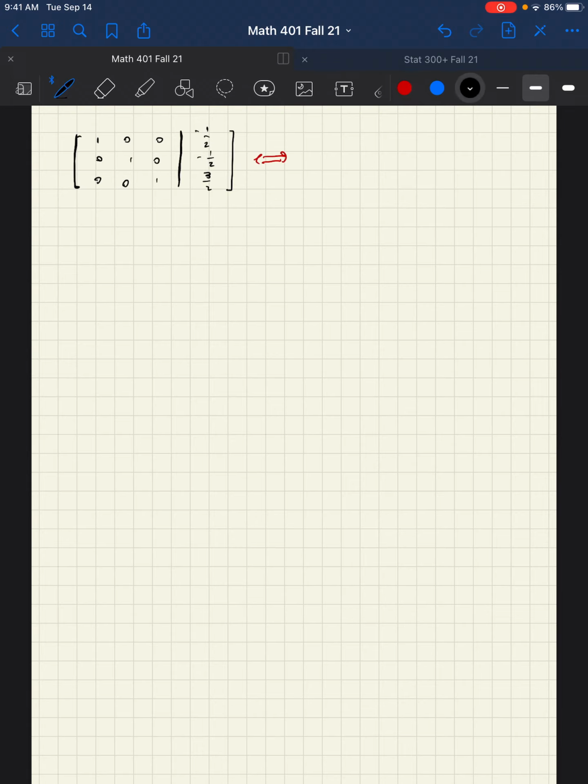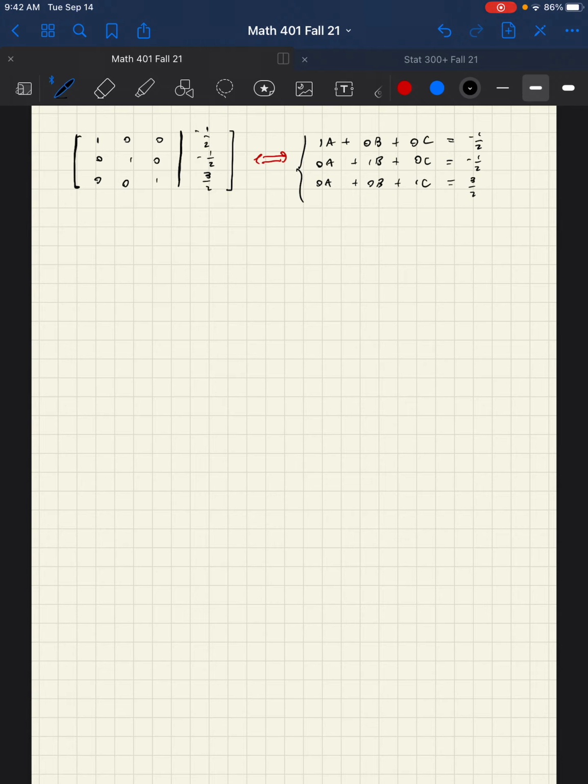So equivalently, back in equation form, remember that the numbers to the left of that solid black line are the coefficients for the A, B, and C. So that first equation row becomes 1A plus 0B plus 0C equals negative 1/2. The second row becomes 0A plus 1B plus 0C equals negative 1/2. The third row becomes 0A plus 0B plus 1C equals 3/2.